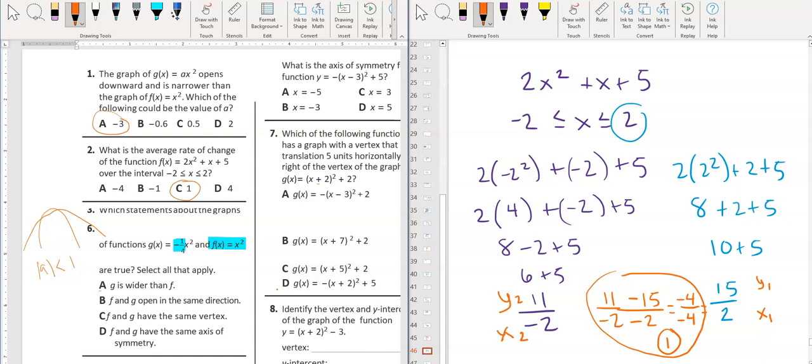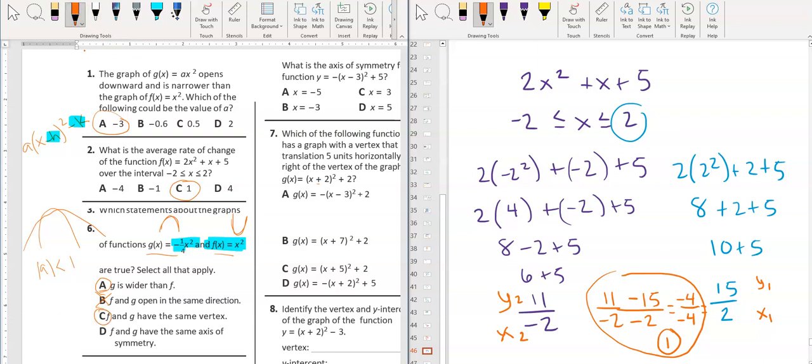So here, it says that g is wider than f. We know that is true. F and G open the same direction. Wait, this is a positive 1, and this is negative. So therefore, that one is not true. F and G have the same vertex. I know that because in vertex form, a times x minus h squared plus k, h and k are what change my vertex. If I don't have an h and a k in my function, that means that I haven't changed the vertex from the original parent function. So yes, that is true.